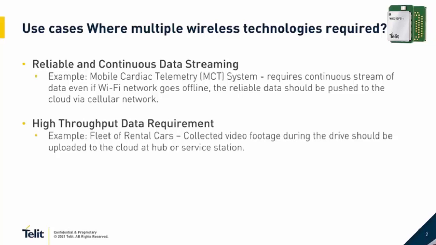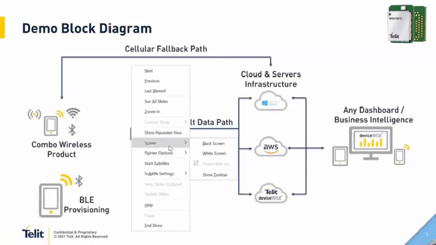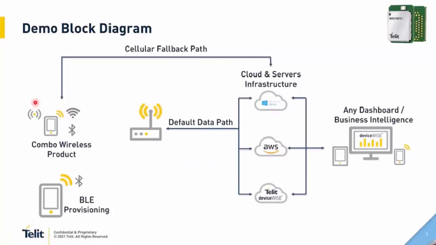Our demonstration is primarily focusing on the first use case, where you need reliable and continuous data streaming. Based on that, we have designed a sample application. In the next slide, I'll explain the block diagram. This is the block diagram of one of the use cases, where you have a combo wireless product which has all three wireless interfaces: cellular, Wi-Fi, and Bluetooth. We use each wireless interface for its own purpose in this demo.